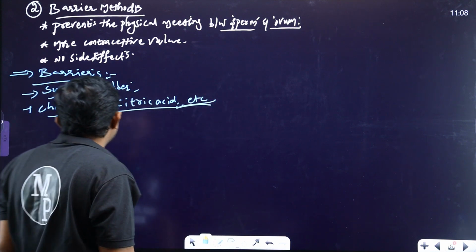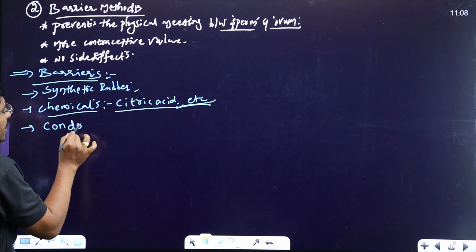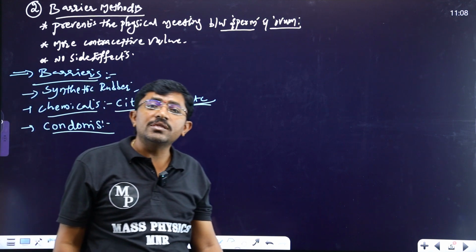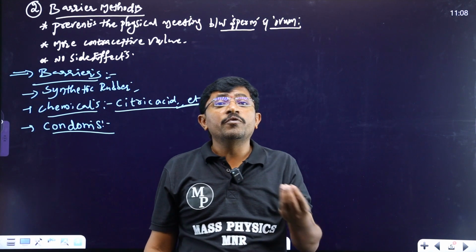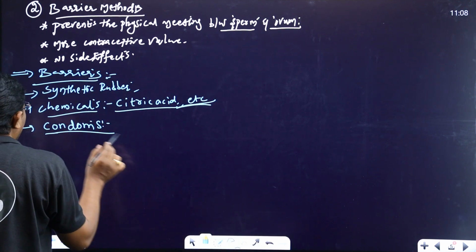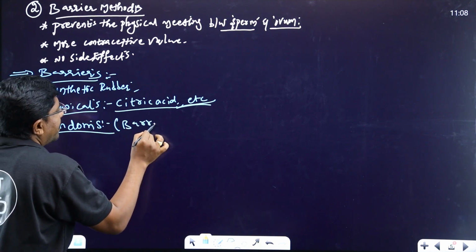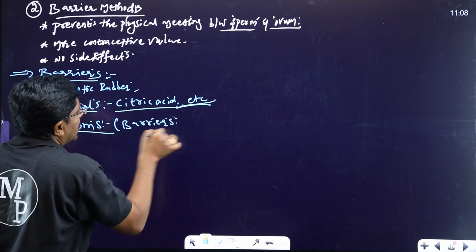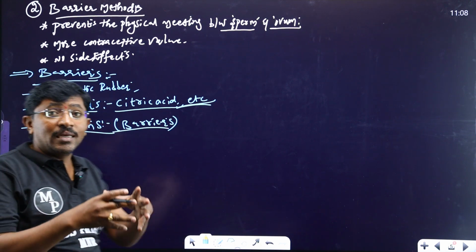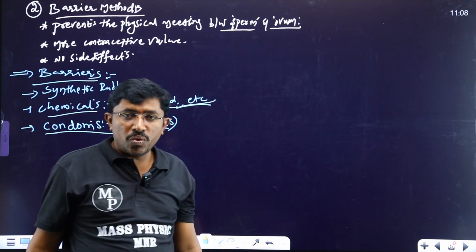These barriers are also called condoms. There are male condoms and female condoms, both. These condoms are also called barriers. These barriers completely prevent the physical meeting between sperm and ovum.